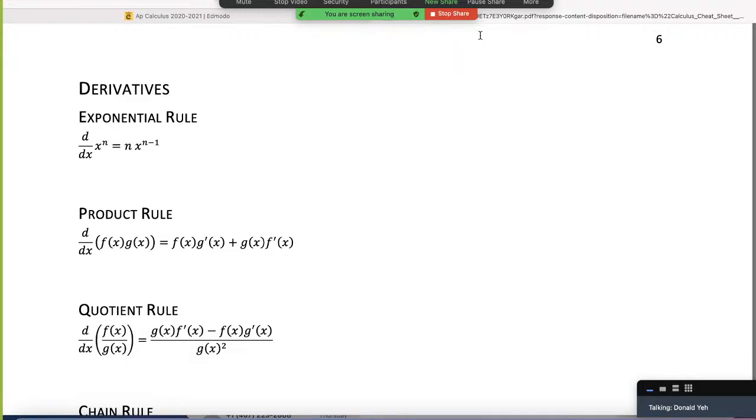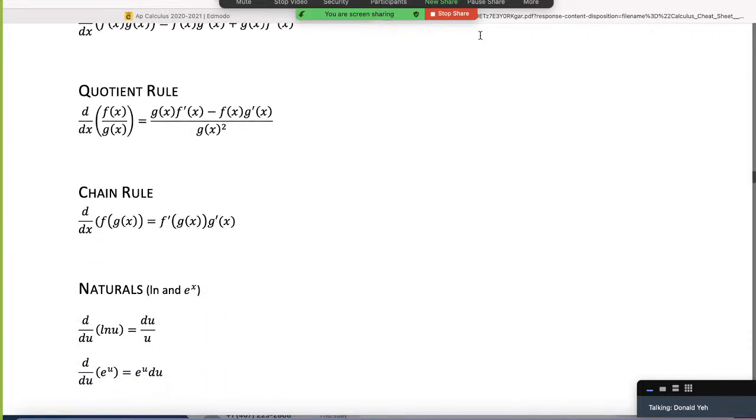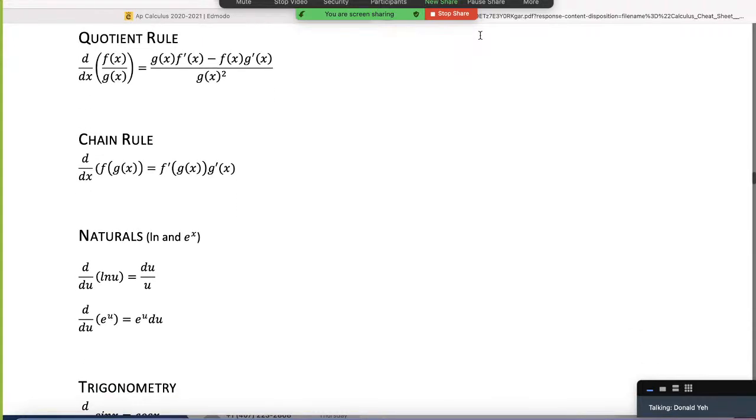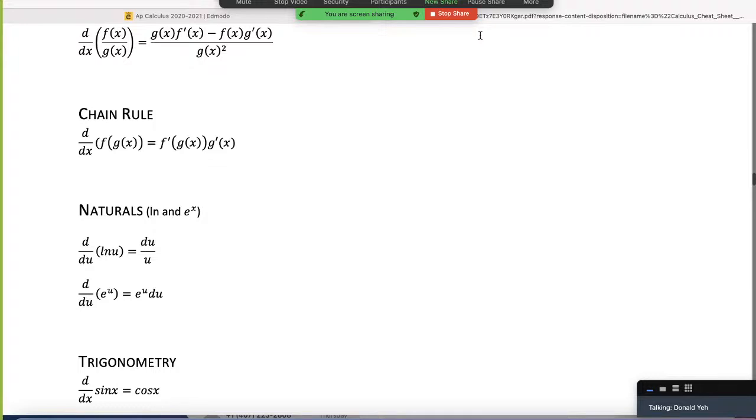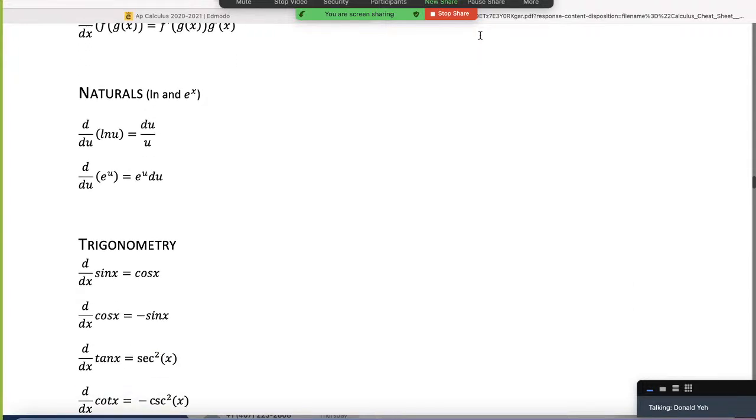Derivatives. Well, you have to know the power rule. That's something you should know by now. Product rule: lefty d righty, righty d lefty. Quotient rule: low d high minus high d low, over low low. Chain rule, you cannot forget the chain rule. The derivative of natural log of u is du over u. The derivative of e to the u is e to the u du. That means you had to take the derivative of u.